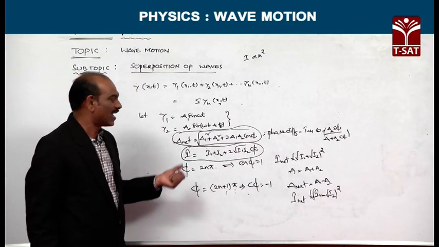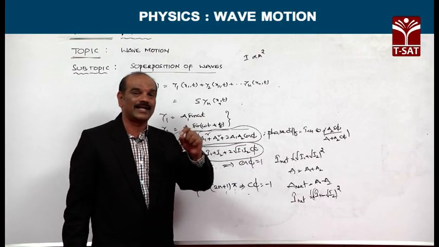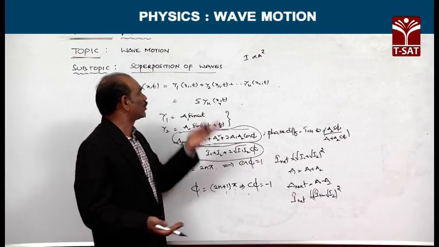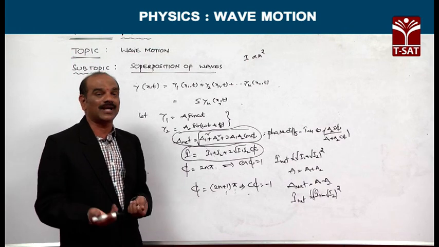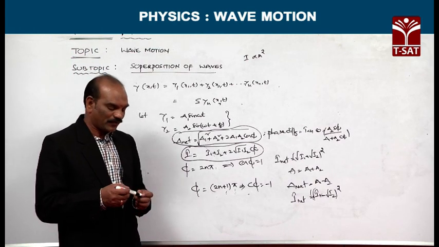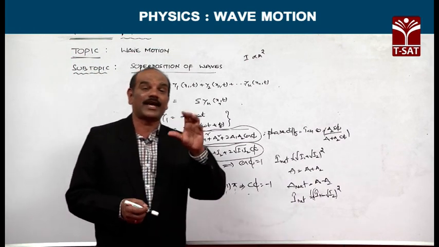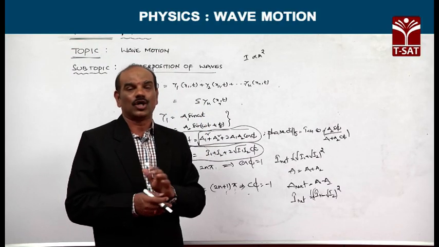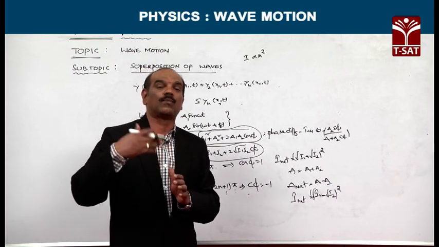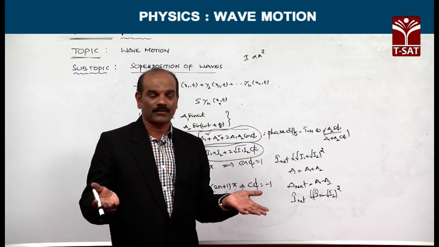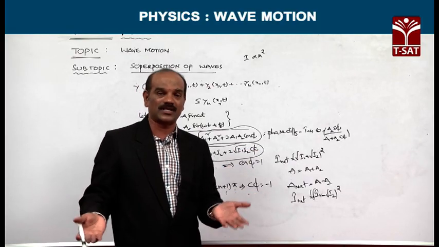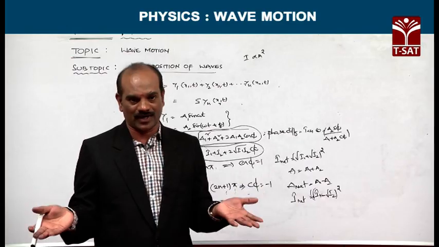Now let us see constructive and destructive interference. Interference is nothing but superposition of waves. What do we mean by interference? The modification of intensity due to superimposition of two or more waves is what we call interference. Here we have two types of interference. One is called constructive, the other is called destructive interference.